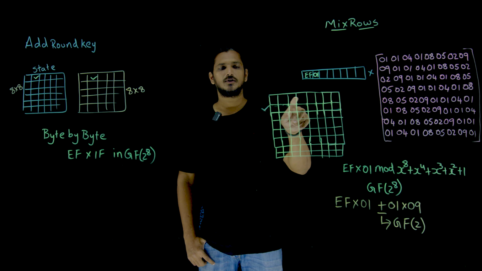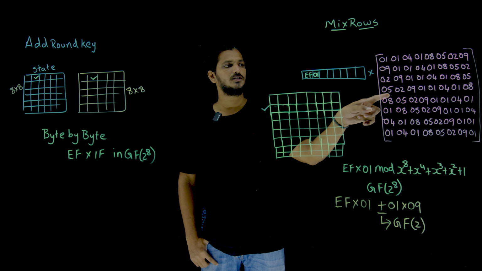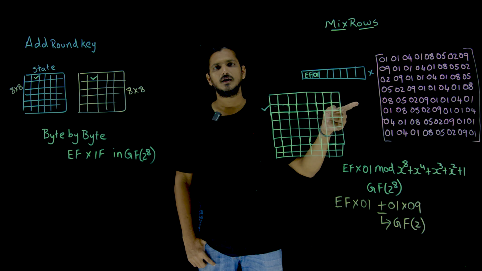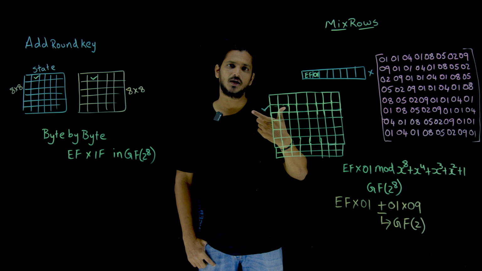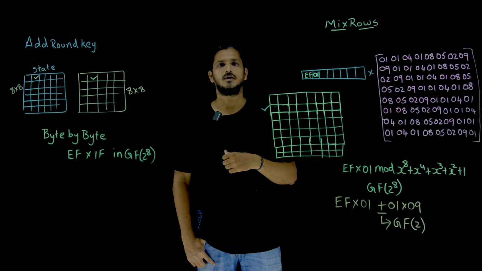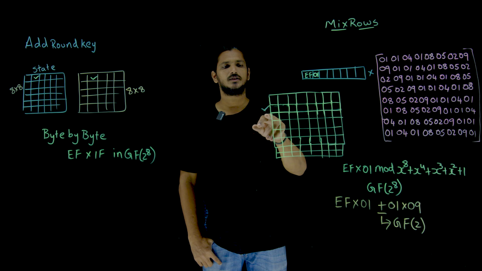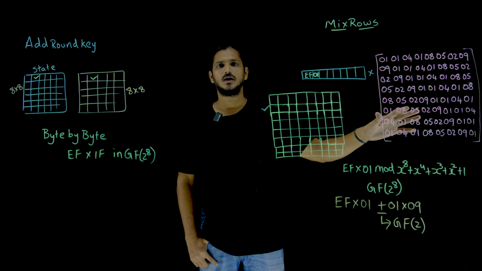Taking the first row means it is 1 by 8, and the constant matrix is 8 by 8. 1 by 8 times 8 by 8 gives a 1 by 8 matrix. Take the first row and multiply, take the second row and multiply, take the third row and multiply.